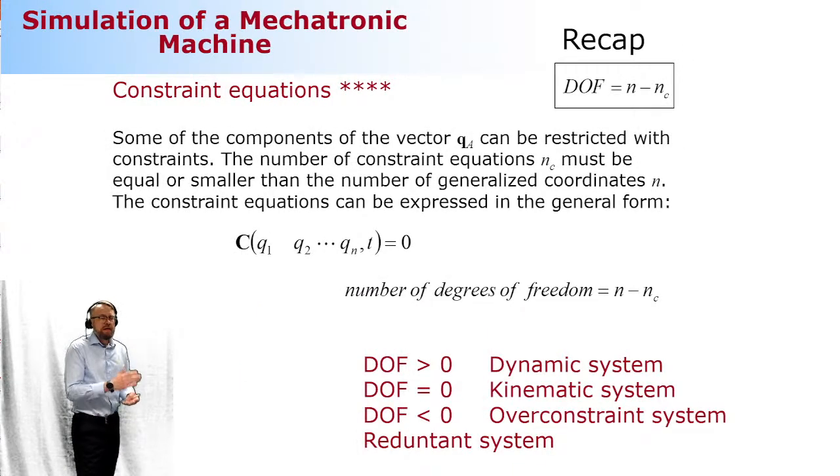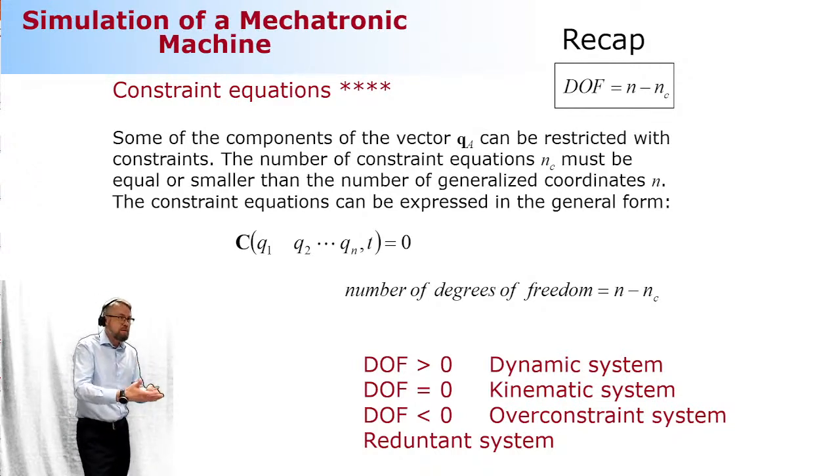Constraint equations, extremely important. Well, 4 stars, so it's important. So you need to be able to use it, and you need to be able to tell the concept of degrees of freedom and the different scenarios associated with that. Dynamic driven, so it's a force driven mechanism. Kinematic driven, so it's a motion driven mechanism. And then the over constraint system. That's what they are.